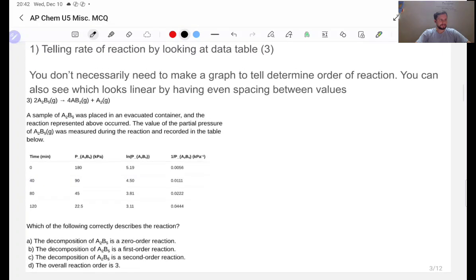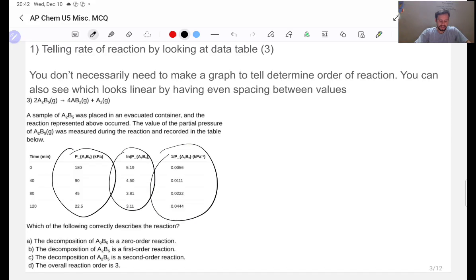The first idea is telling the order of reaction by looking at a data table. So you don't necessarily need to make a graph to determine the order of a reaction. You can also see which looks linear by having even spacing between values. And we talked about this a little bit in the Crystal Violet lab, how I don't necessarily need to look at zero order, first order, second order, and graph all of them. I can simply say, which one has an equal spacing between the values over time? In other words, which one changes at the same amount?